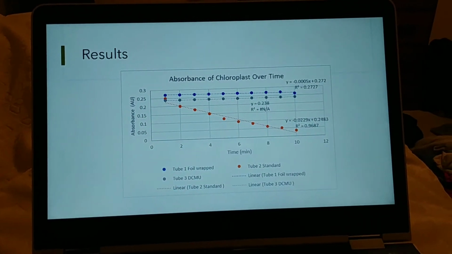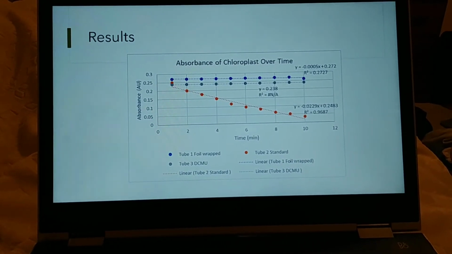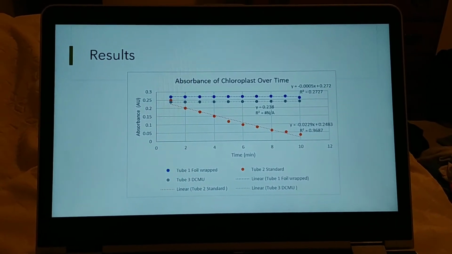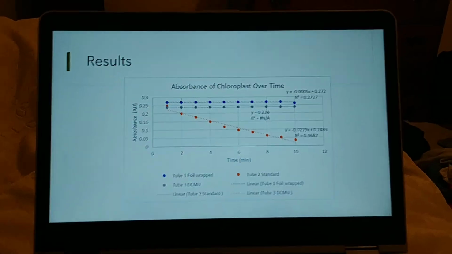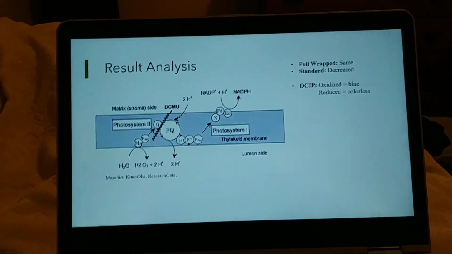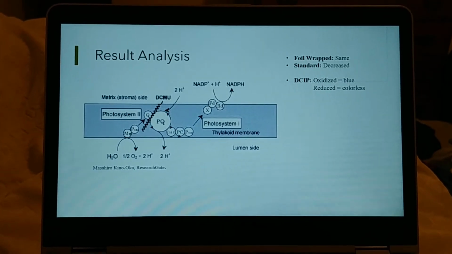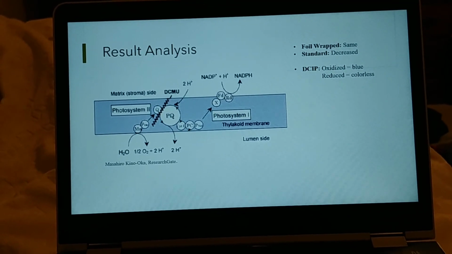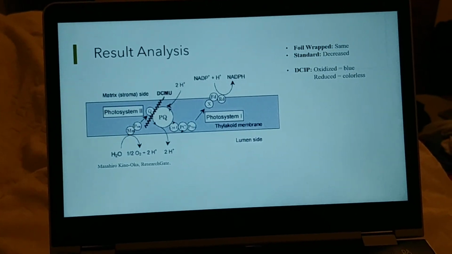for the blue at the top right, while the DCMU completely cut off photosynthesis and didn't allow the reaction to carry out at all, which is why there's no increase, there's no decrease. So, and the DCIP used in the tubes, when it was oxidized, it was blue, and then when it was reduced, it was colorless for all of the tubes. So, thank you.